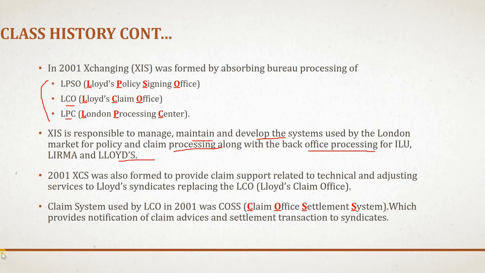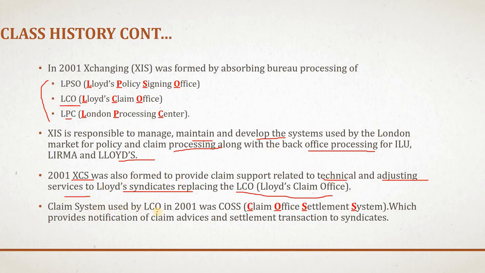They can have a fair idea about what these three bureaus are and how they are working within the London market. Going forward, in 2001, XCS was also formed to provide claim support related to technical and adjustment services to Lloyd's Syndicate, replacing the LCO, Lloyd's Claim Office. So LCO was earlier providing the support to Lloyd's Syndicate, but in 2001, XCS was formed and it was decided that LCO will be merged and XCS will provide the technical and adjustment services to Lloyd's Syndicate.